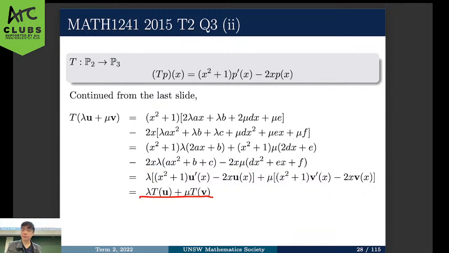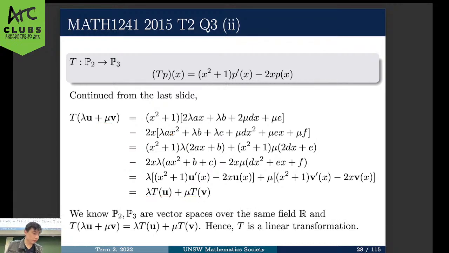So essentially, whenever we try to prove the condition, we first put in this large vector, and then after we transform it, we break it up in terms of vector addition, and then we take out the scalars, and that should give us our right-hand side. So we know that P2 and P3 are vector spaces, and they're over the same field R. And since this condition right here is true, T must be a linear transformation.